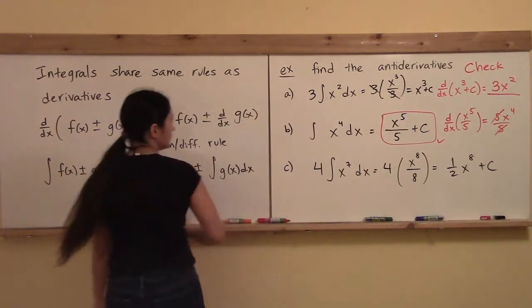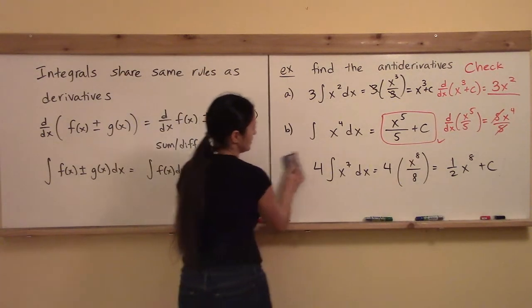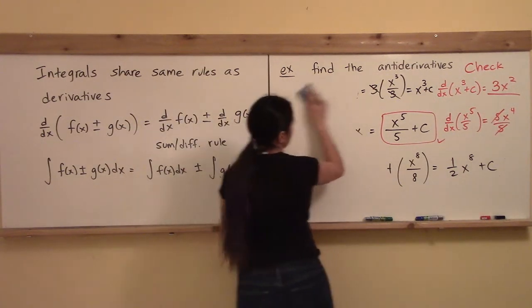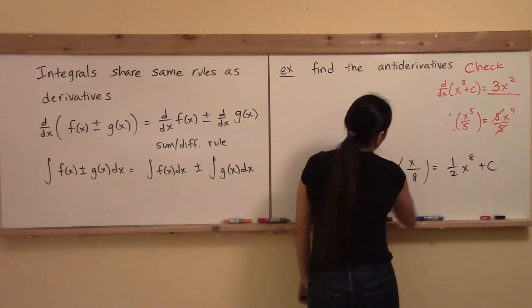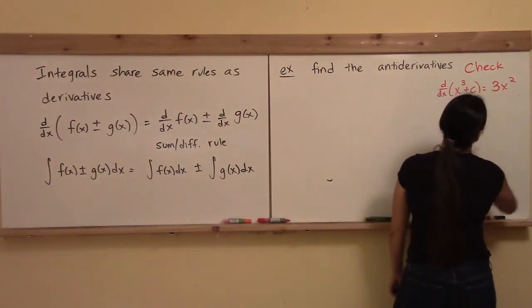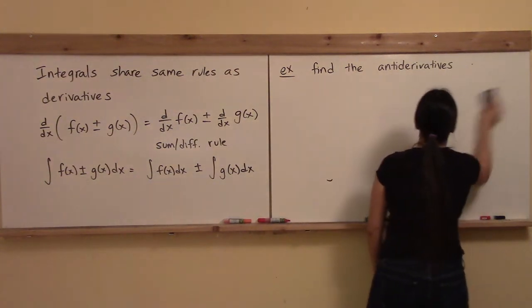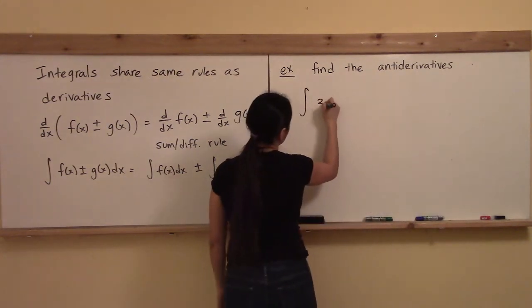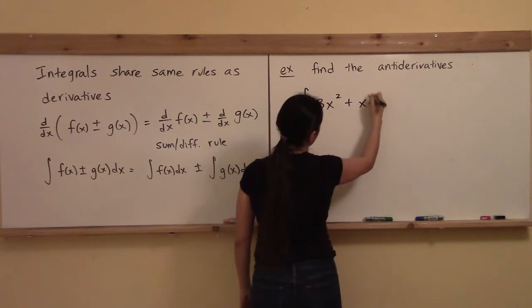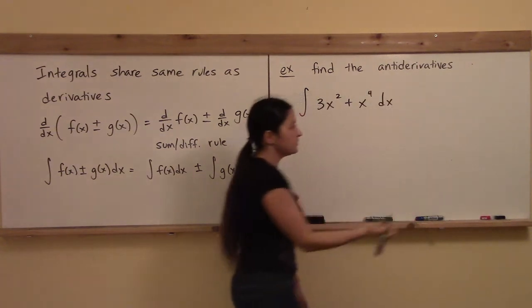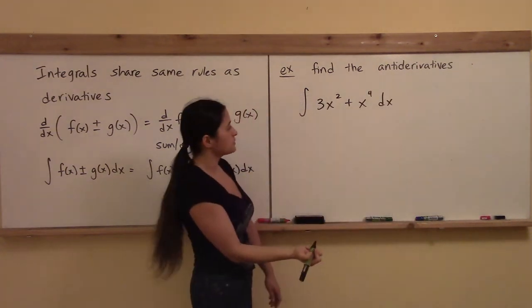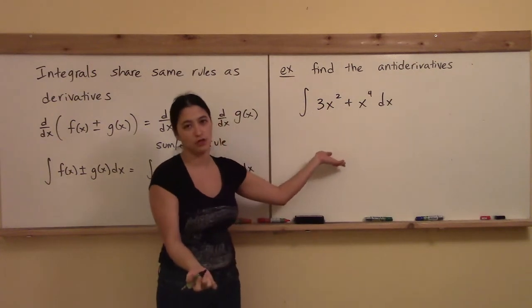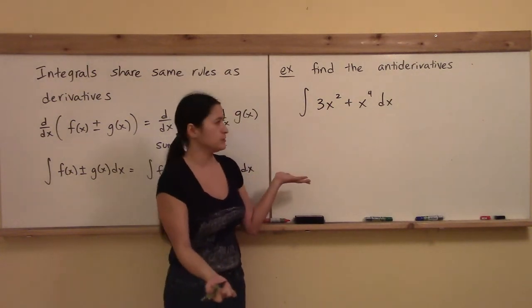Okay, so let's see that one. Like, for instance, maybe if we combine some of these. For instance, maybe we have the integral of 3x squared plus x to the 4 dx. Now, we actually just did both of these on this board, but now I'm asking you to integrate the sum. How are you supposed to do that?